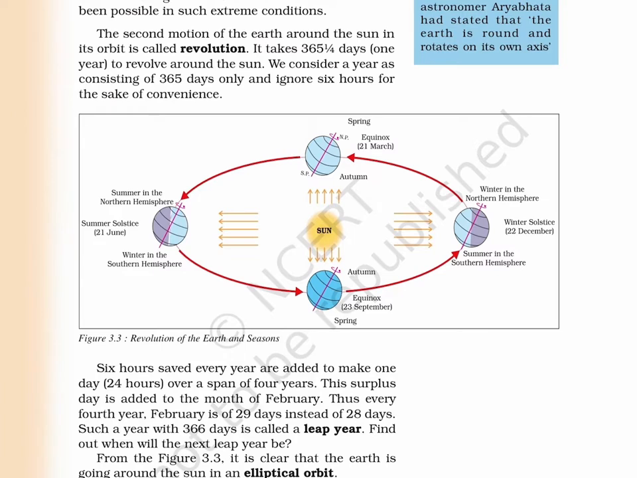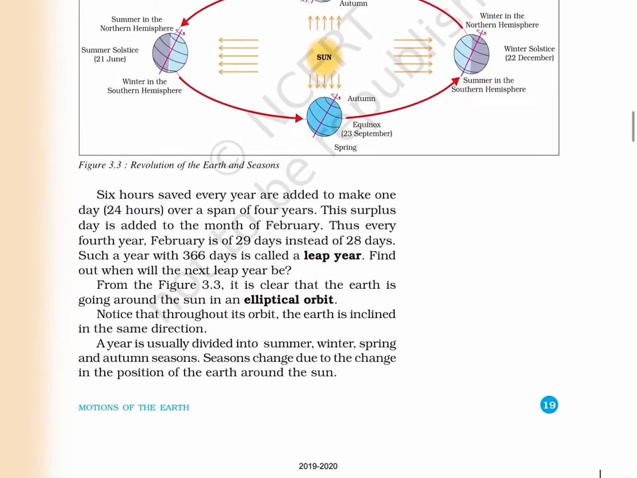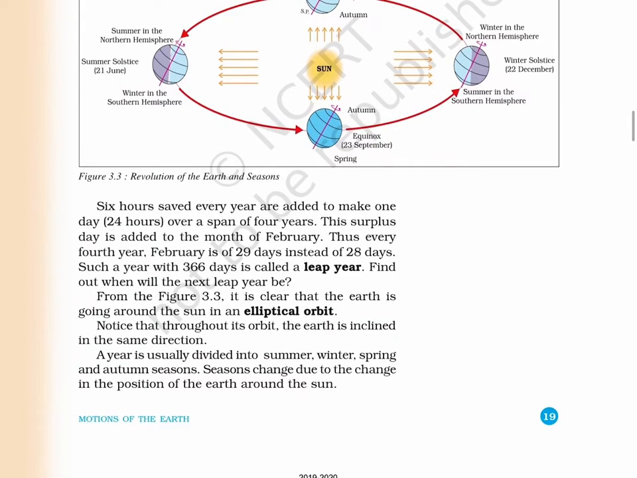6 hours saved every year are added to make one day, that is 24 hours, over a span of 4 years. The surplus day is added to the month of February. Thus, every 4th year, February is of 29 days instead of 28 days. Such a year with 366 days is called a leap year. Find out when will the next leap year be.